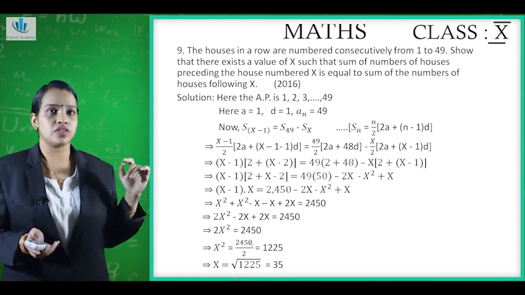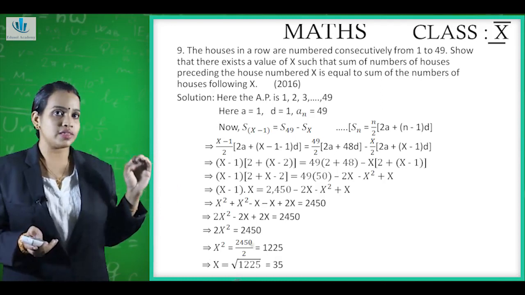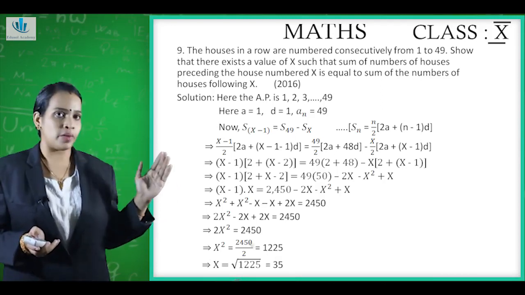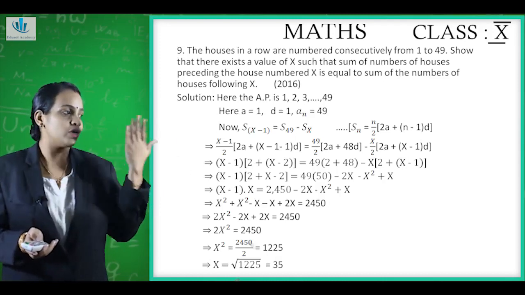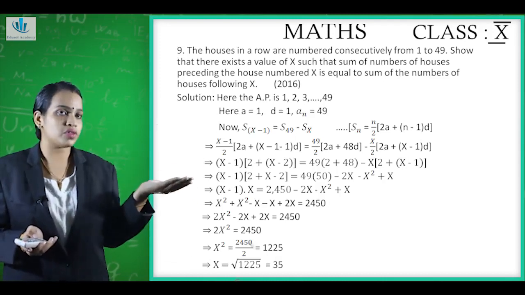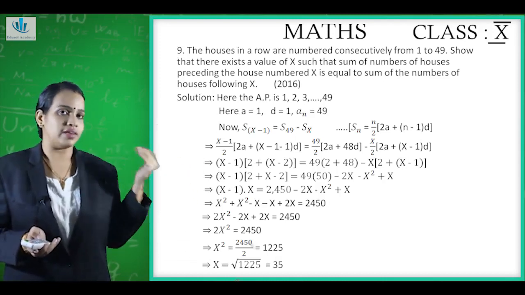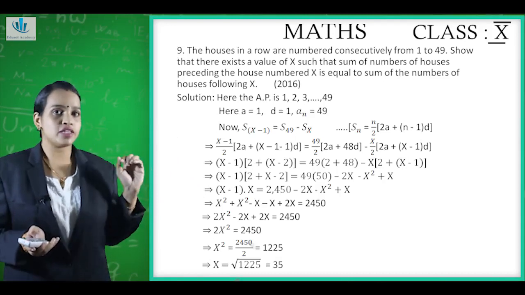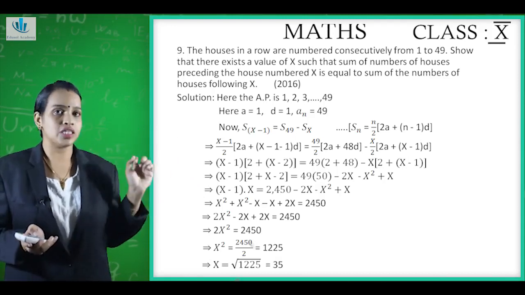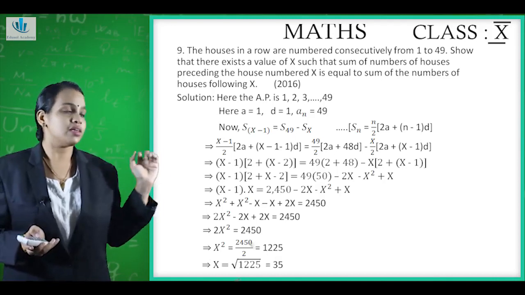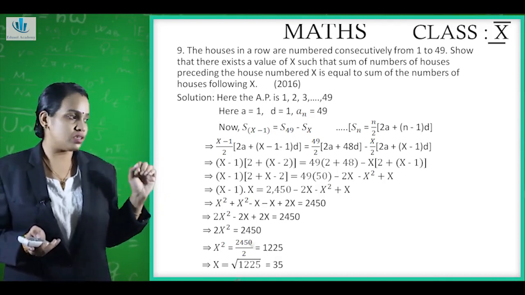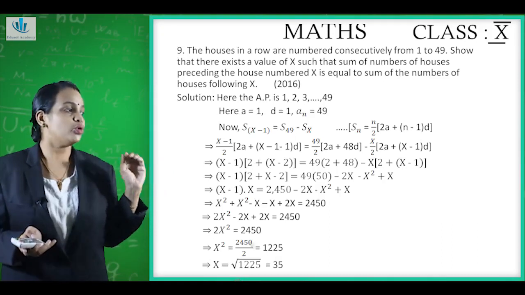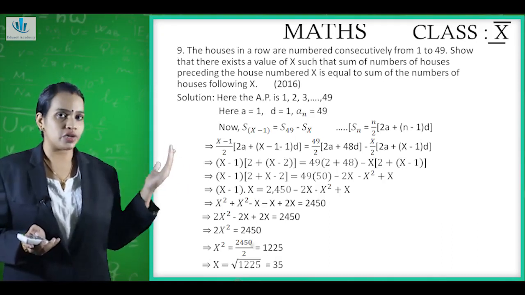Now, in the question it is said that a value x exists such that the sum of the numbers of houses preceding the house numbered x is equal to the sum of the house numbers following x. So, S_(x-1) is equal to S_49 minus S_x. Here we will put the formula of sum, that is S_n is equal to n upon 2 into 2a plus (n minus 1) into d.